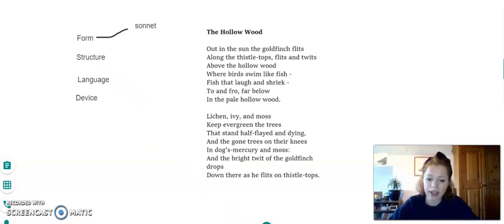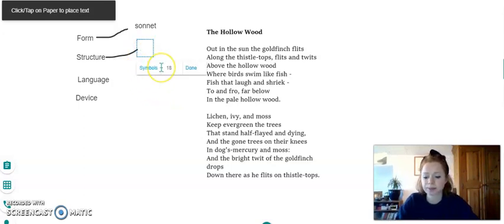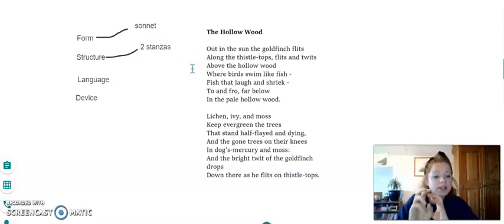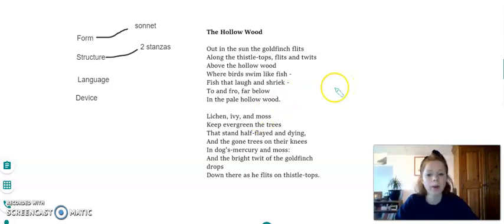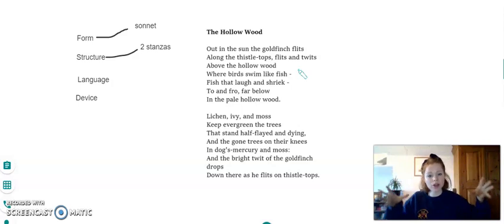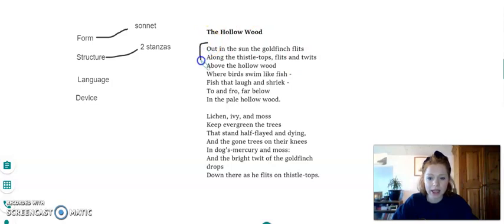Second is structure. Can anybody tell me anything about the structure of this poem? Yeah, there's 2 stanzas. Now, how does the poet use this 2 stanza form? It's interesting to think about what's the first idea in the poem. Yeah, so that's the goldfinch. The goldfinch that is out in the sun above the woodland. So we've got this kind of perspective of this goldfinch on the thistle tops above this woodland. That's the first idea.